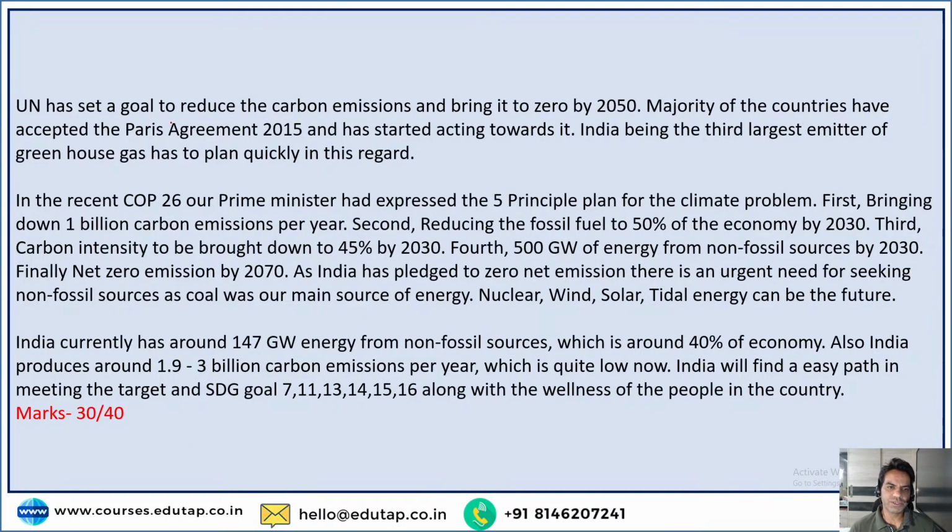UN has set a goal to reduce the carbon emission and bring it to zero by 2050. Majority of the countries have accepted the Paris Agreement 2015 and has started acting towards it. India, being the third largest emitter of greenhouse gas, has to plan quickly in this regard. In the recent COP26, our Prime Minister had expressed the 5 principal plan for the climate problem. First, bringing down 1 billion carbon emissions per year. Second, reducing the fossil fuel to 50% of the economy by 2030. Third, carbon intensity to be brought down to 45% by 2030. Fourth, 500 gigawatts of energy from non-fossil sources by 2030. And finally, net zero carbon emission by 2070.